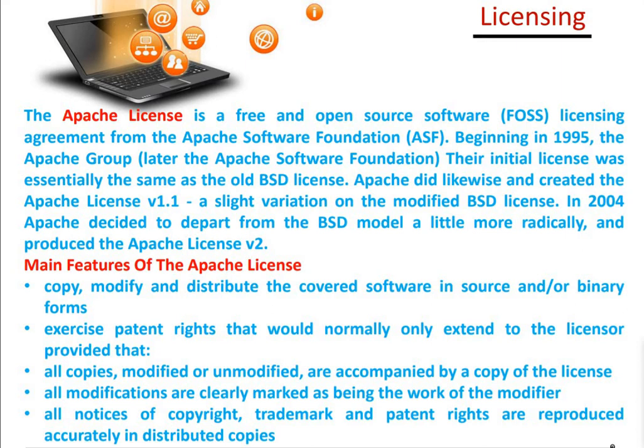Main features of the Apache license: copy, modify and distribute the covered software in source and binary form, provided that all copies, modified or unmodified, are accompanied by a copy of the license. All modifications are clearly marked as being the work of the modifier. All notices of copyright, trademark and patent rights are retained accurately in distributed copies.